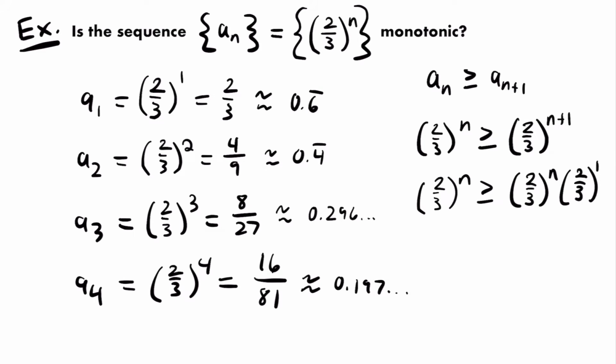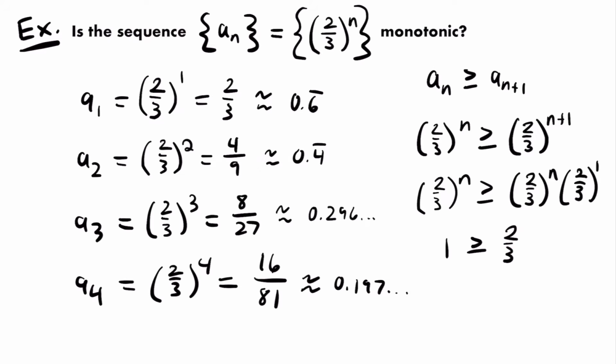Now on both sides of the inequality, we have 2/3 to the power of n, and so what we can do is divide both sides by 2/3 to the power of n, and that will give us that 1 is greater than or equal to 2/3, right? 2/3 is the same as 2/3 to the first power, and so now we have a statement that we can check to see if it's true. Is 1 greater than or equal to 2 divided by 3? And the answer is yes, this is true.